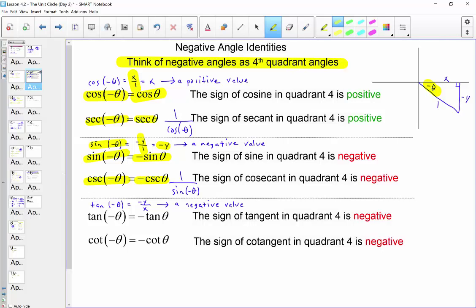And last but not least, the tangent of negative theta we know is in the fourth quadrant equal to negative y over positive x, which is a negative value. So the tangent of a negative angle in the fourth quadrant is equal to a negative value, specifically a negative tangent of theta. And of course, the cotangent of negative theta is equal to 1 over the tangent of negative theta. And since the tangent of negative theta is negative, then 1 over a negative value is also negative. So the cotangent of negative theta equals a negative cotangent of theta.